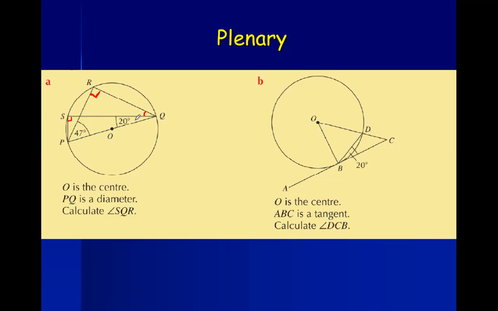So 180 take away 47 plus 90 is 43. So we can tell that this big angle here is 43. Now we've got 43, and what we need to find, you take away 20 from it. So 43 minus 20 is what we've been looking for, 23.